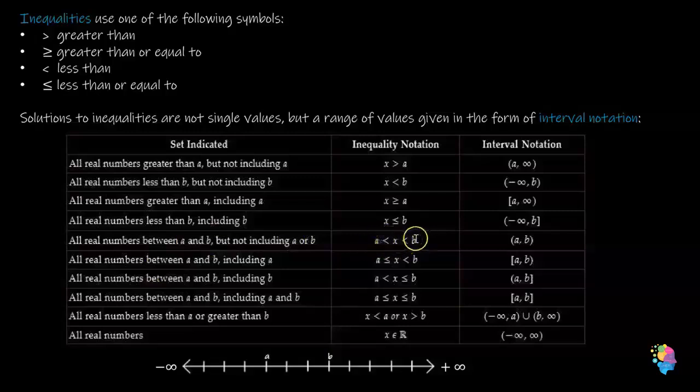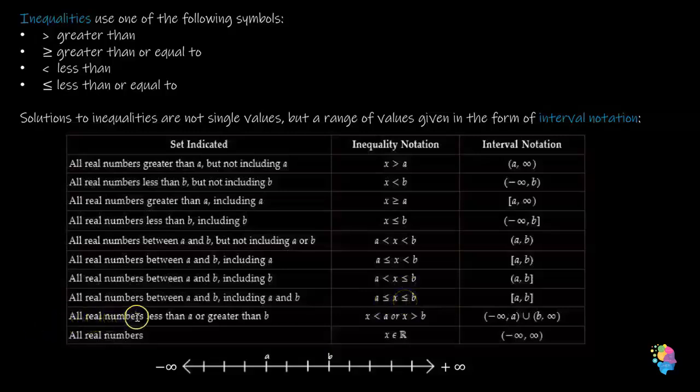X is between A and B. A is less than X, less than B. If you do want to include one of the values, then you will have to write that little line underneath it. So this one says that X is between A and B, but you do include A and not B. This one states that X is between A and B, but you don't include A and you do include B. And also, X is between A and B and you include both values.